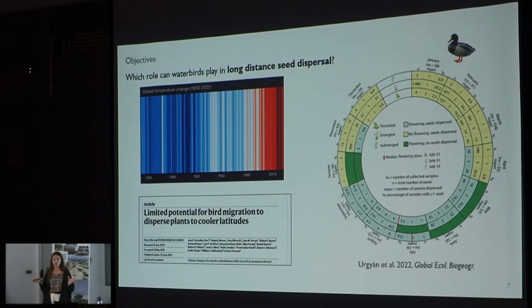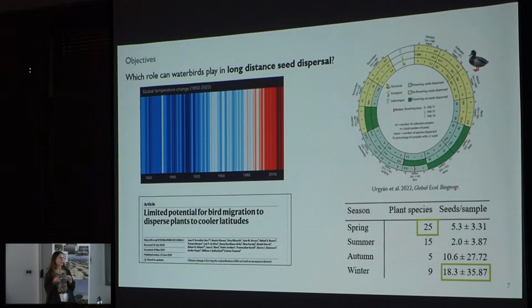strong phenological overlap. This can be seen in this study by Orgiana and colleagues, where they collected mallard feces during the whole year, once a month. And they found seeds during all the seasons, but they found a greater abundance of seeds per sample in autumn, winter, but a higher number of plant species in spring.